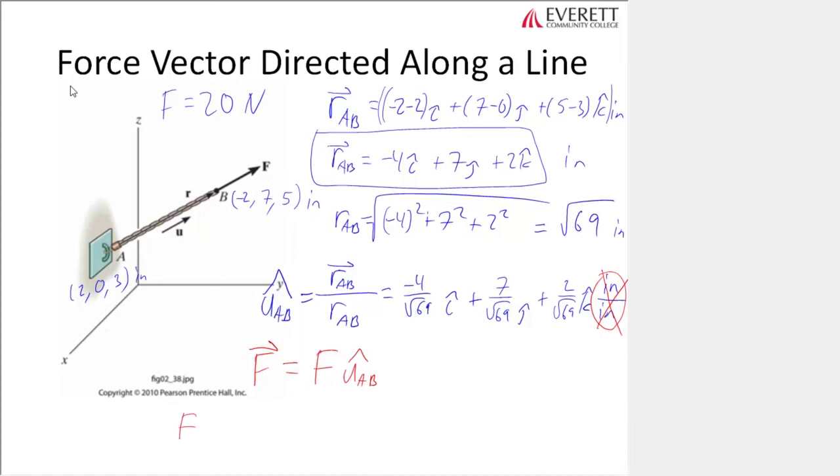So our Cartesian vector is then 20 newtons times negative 4 over square root of 69 i plus 20 newtons times 7 over square root of 69 j plus 20 newtons times 2 over square root of 69 k.